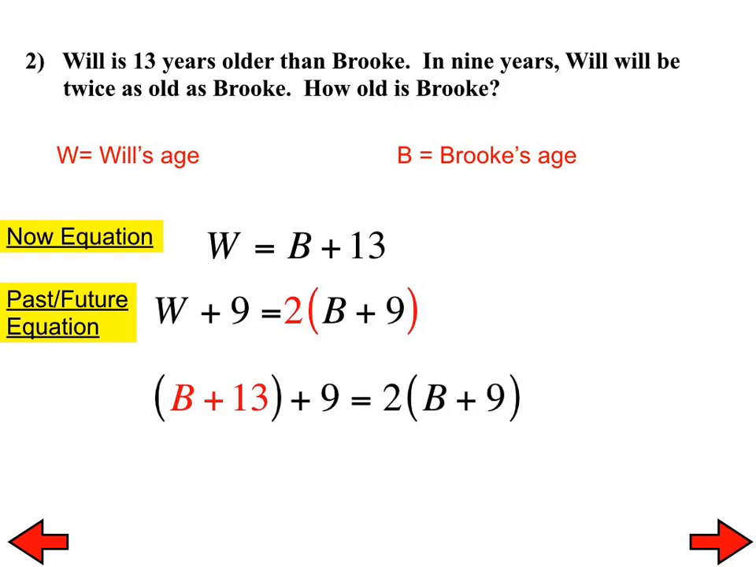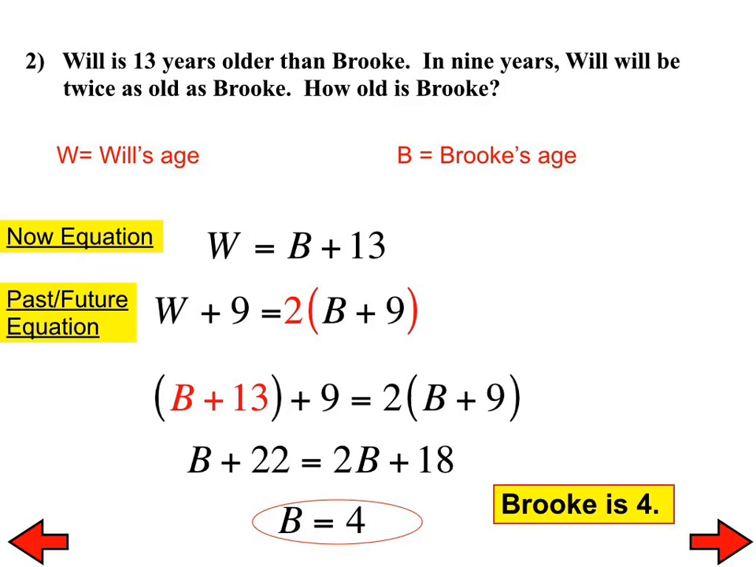From there, either substitution or elimination. I'm using substitution one more time. Combine like terms and distributive property, and we get Brooke is 4 years old. Any questions about number 2? All right, let's continue on here.